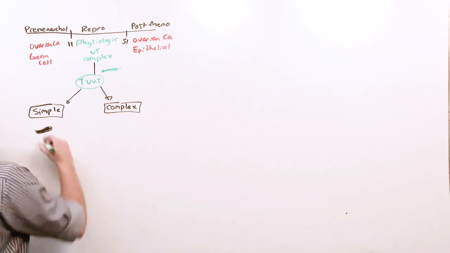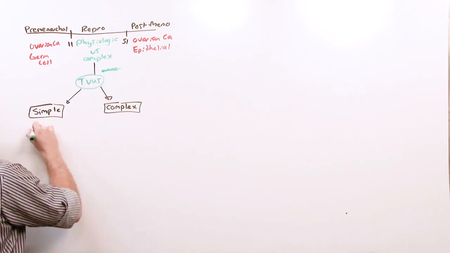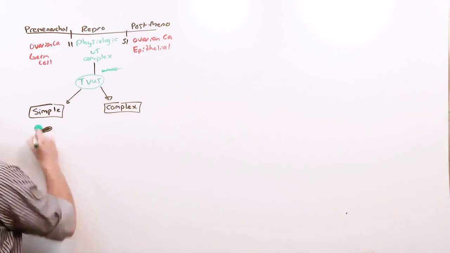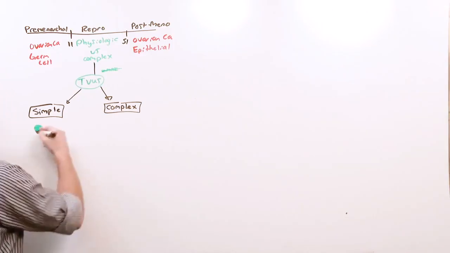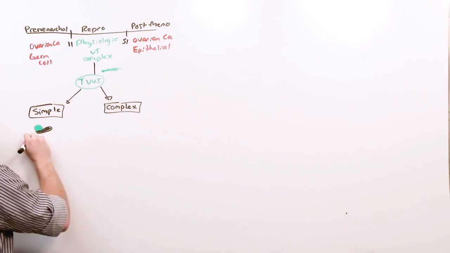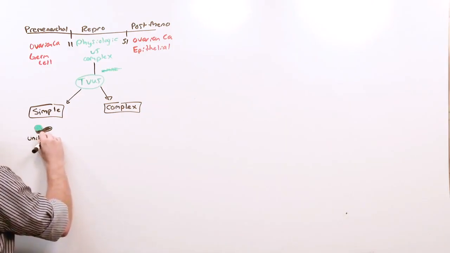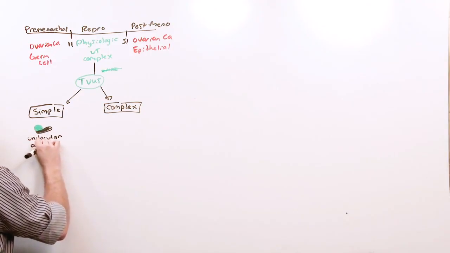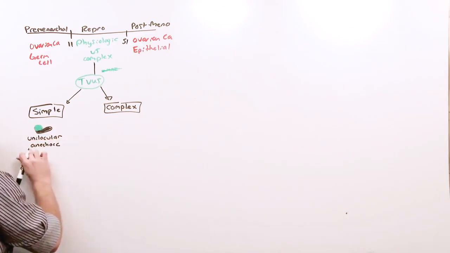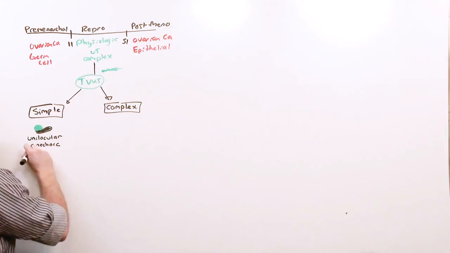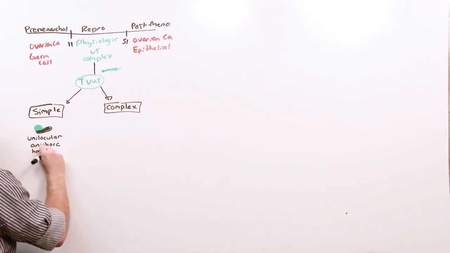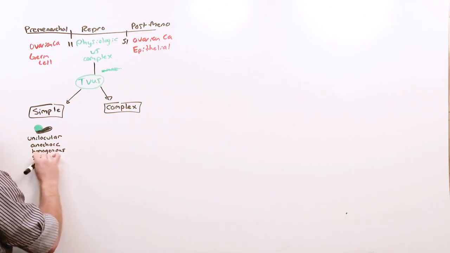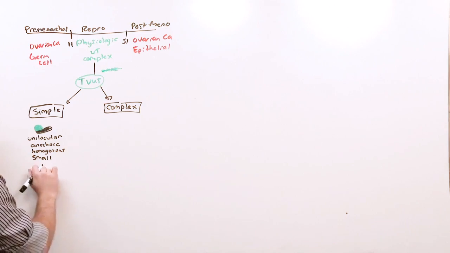A simple cyst is going to be small, and it is going to be consistent. What I mean by that is a simple cyst will be unilocular. No septations, no loculations. Be anechoic. It is only one color. It is homogeneous. It doesn't have floaties or different structures. And it is small. We'll talk about what small means in a minute.